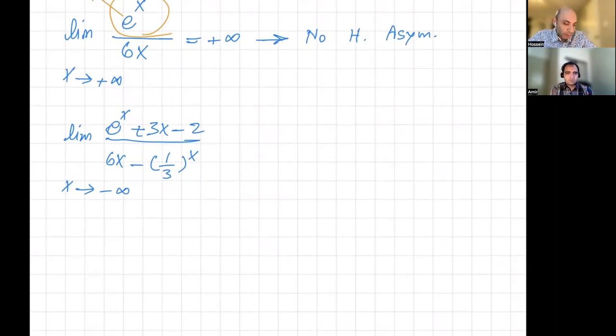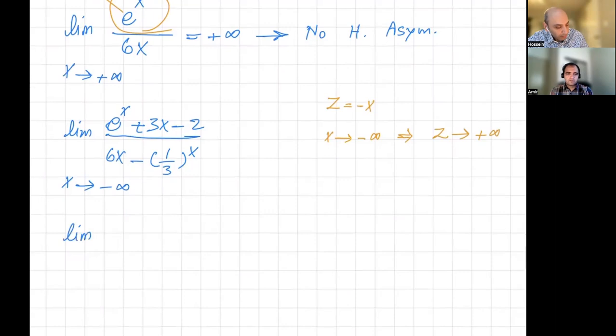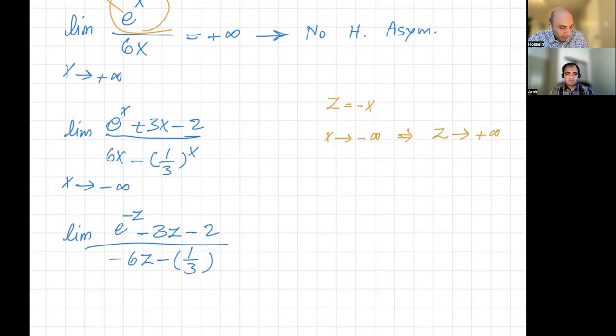Let me change the variable here. I'm going to assume z equals negative x, so when x is approaching negative infinity, z is approaching positive infinity. Then I'm going to rewrite this expression in terms of z. The limit of e^(-z) - 3z - 2 divided by -6z + (-1/3)^(-z) when z is approaching positive infinity.